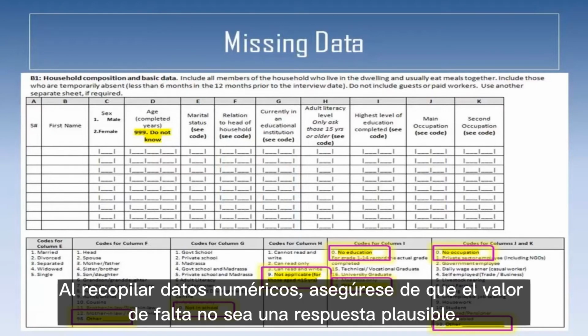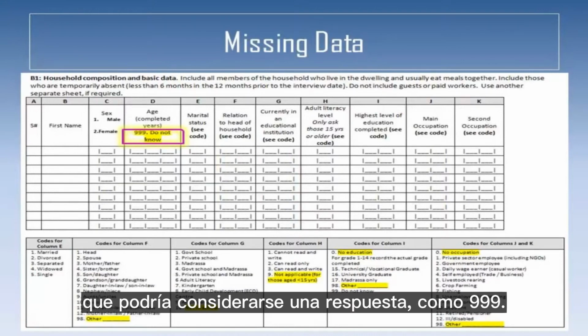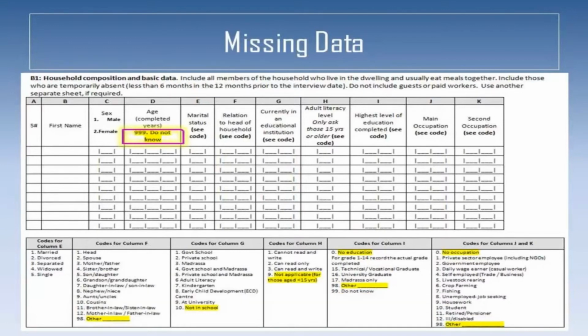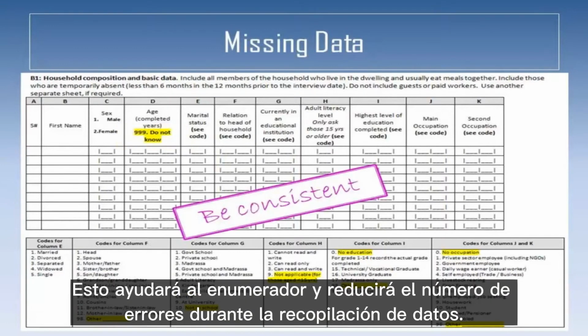When collecting numeric data, ensure the value for missing cannot be a plausible response. For example, use -99 or a number 10 times that which could be considered a response, such as 999. Try to use consistent missing codes. This will assist the enumerator and reduce the number of mistakes during data collection.